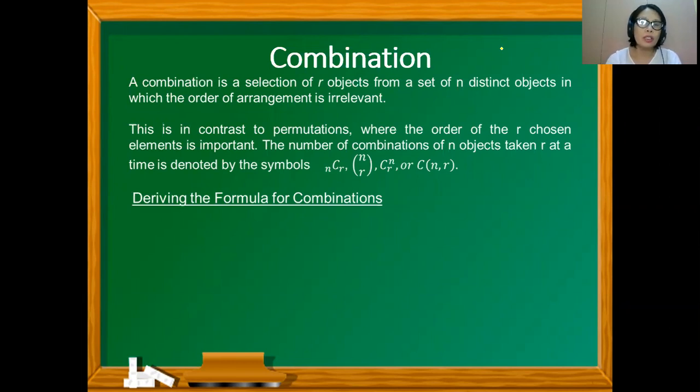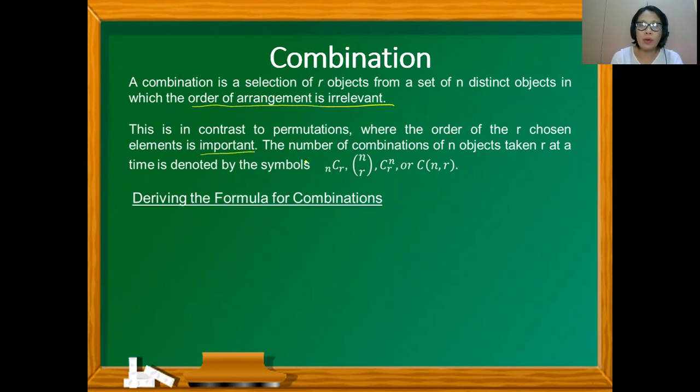A combination is a selection of r objects from a set of n distinct objects in which the order of arrangement is irrelevant. So meaning here, the order does not matter. Unlike with permutation, where the order of the r chosen elements is important.